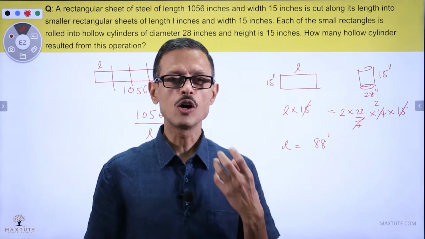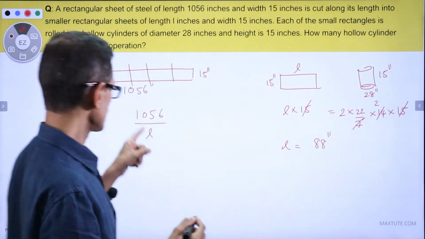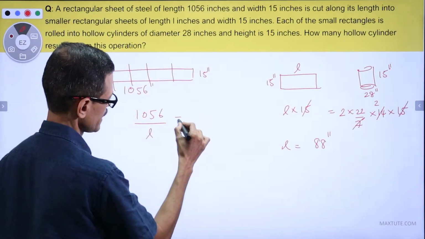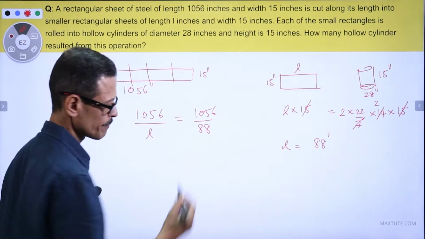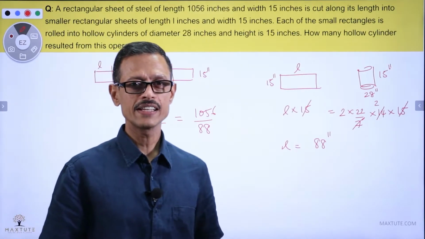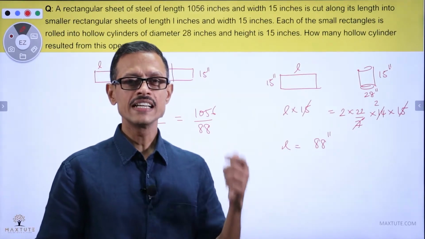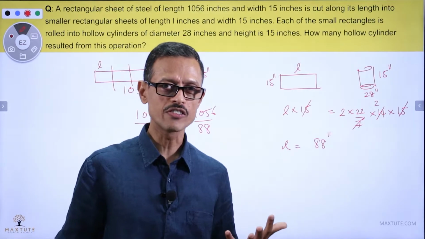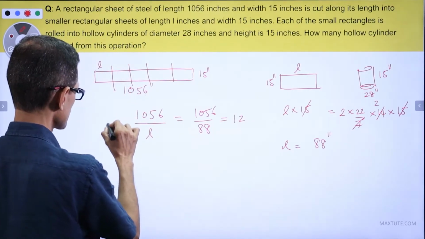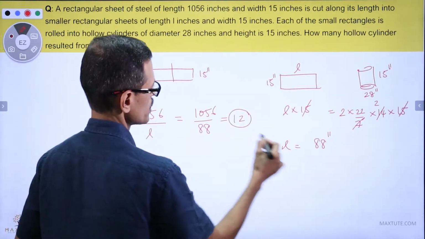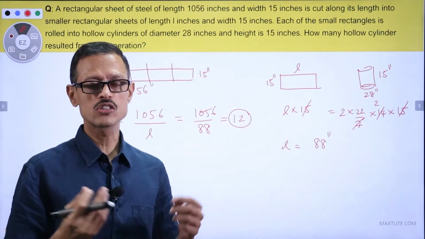We need to find how many such rectangular pieces we have. That is equal to 1056 divided by L, so 1056 divided by 88 should give us the answer. 88 into 10 is 880, 88 into 2 is 176, and 880 plus 176 is 1056. So this is equal to 12. The number of rectangular pieces is 12, and the number of cylinders is also 12.